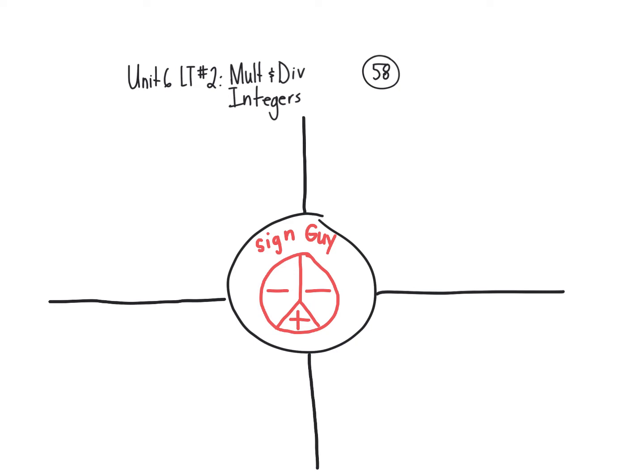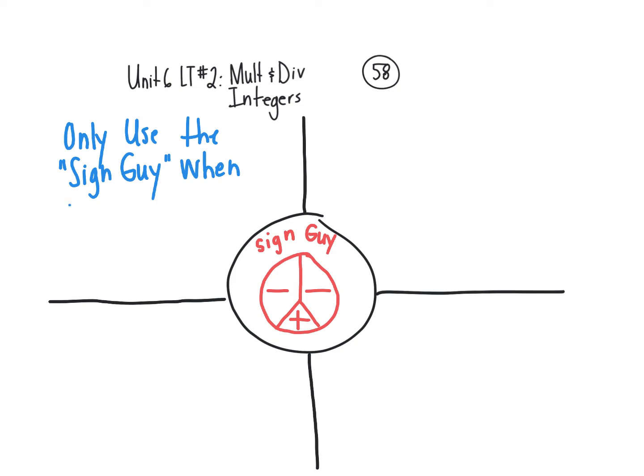Okay, in the first box, you only use the sign guy. So you're only going to use the sign guy when multiplying or dividing positive and negative numbers.